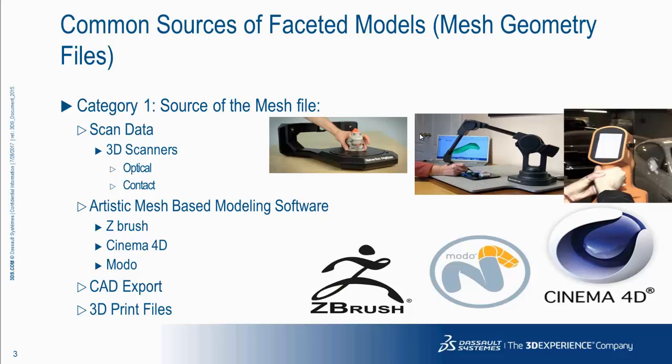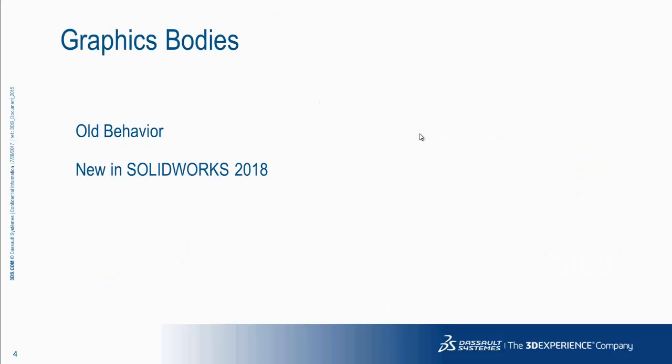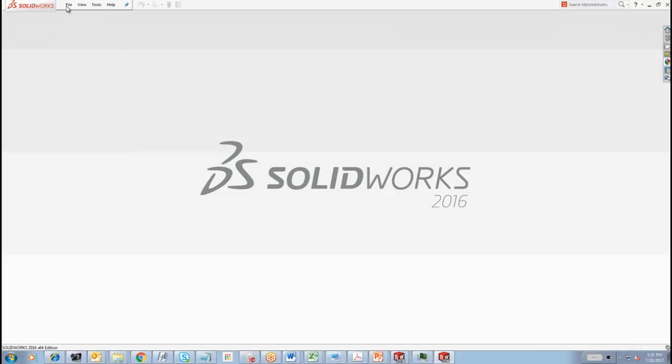You can also get a faceted geometry file or a mesh file from a CAD export. So someone taking a CAD file and exporting it to STL or OBJ or one of those mesh file formats, commonly in order to remove any proprietary information from the file. We are seeing mesh files become more prominent because they are used in 3D printing or additive manufacturing. So first, let's talk about graphics bodies. We're going to review the old behavior with graphics bodies and see what's new in SOLIDWORKS 2018 related to graphics bodies. Before we get into SOLIDWORKS 2018, let's take a quick look at the functionality in previous releases.